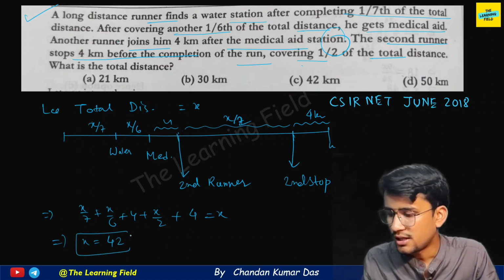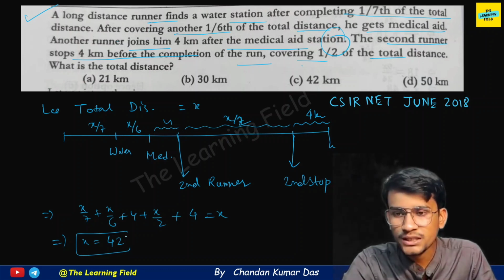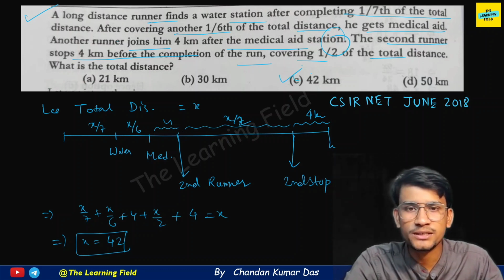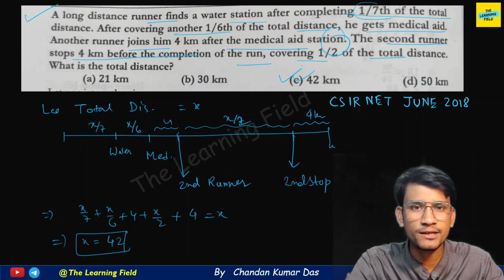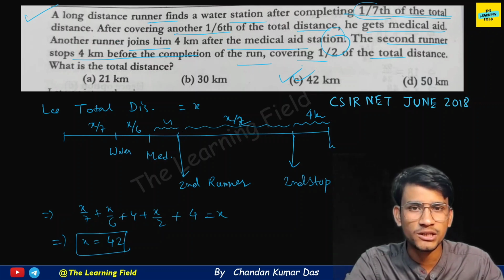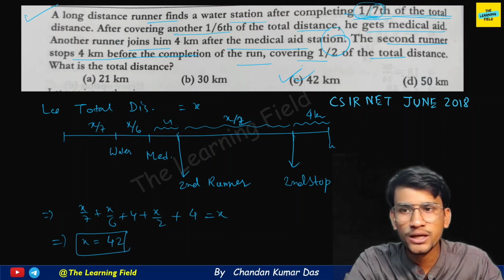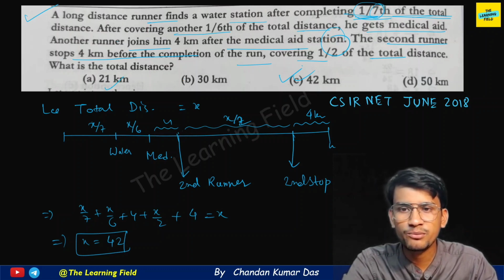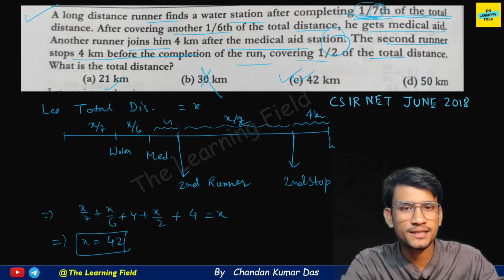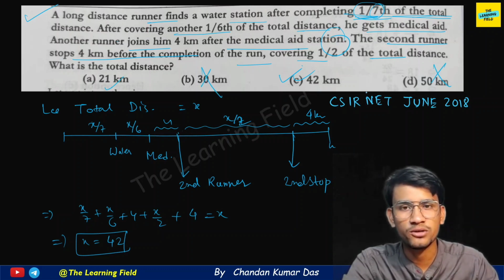Okay, a long distance. Yeah, so 42 is our clear answer. Now if we go through the logical method, it says 1/7 of the total distance. 1/7 of the total distance means the 7 must divide the total distance. So 7 divides 21, is it possible? It is not possible, so we can discard it, and this is also not possible, so we can also discard it.